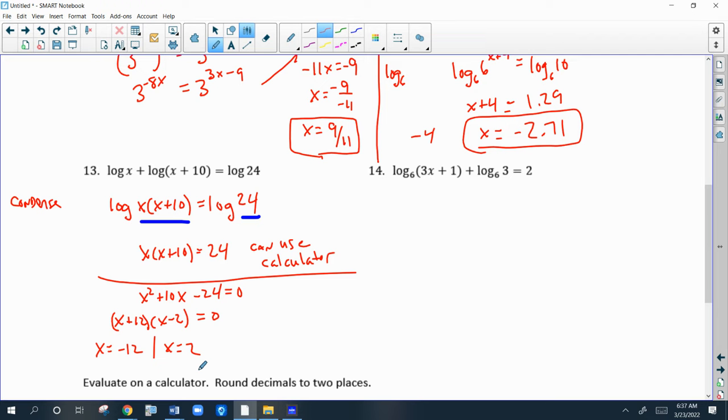With log equations, you have to check for extraneous solutions. Plug them in, and you can't take the log of 0 or a negative number. So if one of these will make you take the log of a negative number, it's extraneous. So look at x equals negative 12. If you plug it into this x, it's log of a negative. So x equals negative 12 is extraneous because you can't take the log of a negative number. So the only solution is x equals 2.